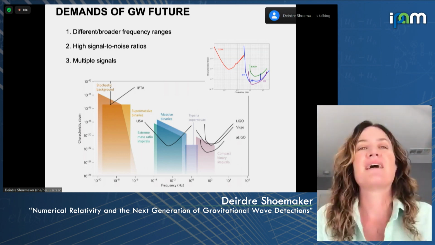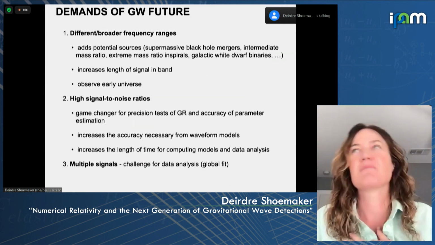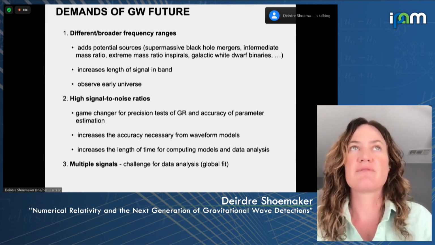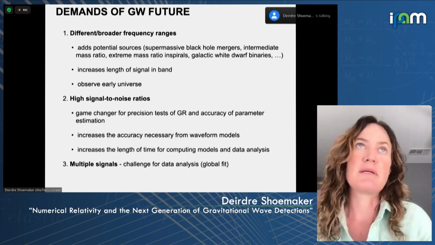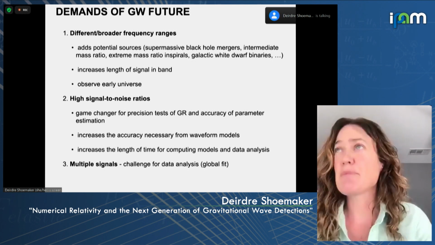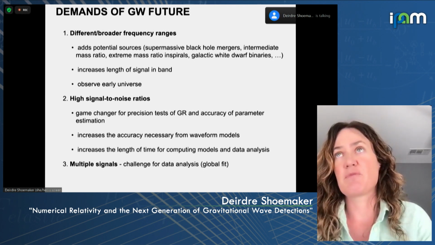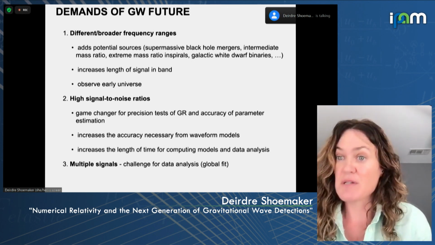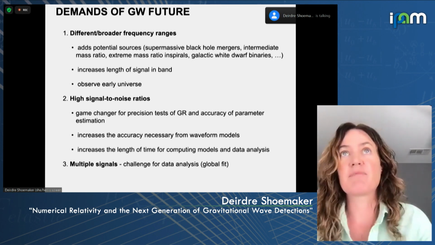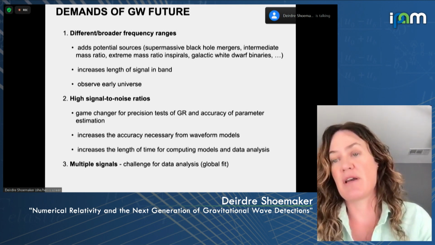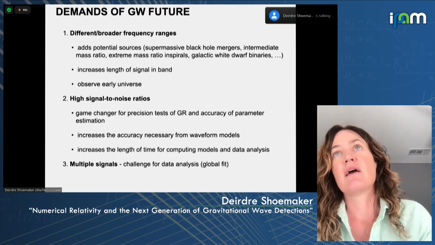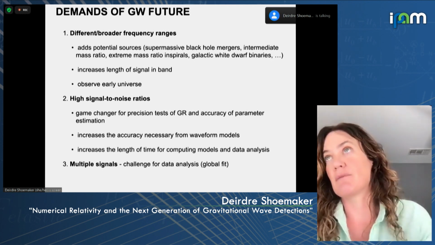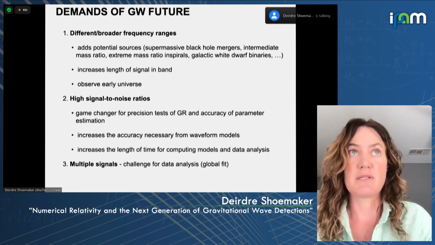So I'll just unpack this a little bit. It's a boring slide, no picture, sorry. So if you look at the broader or different, like LISA or PTA, frequency range, we add potential sources. So we end up with our supermassive black hole binaries or intermediate mass ratio binaries. Now extreme mass ratio for LISA, where you have a really big black hole with something falling into it, where perturbation theory will reign supreme. And even things like galactic white dwarf binaries, which, I wouldn't be able to predict what their waveforms look like. They're pretty simple.